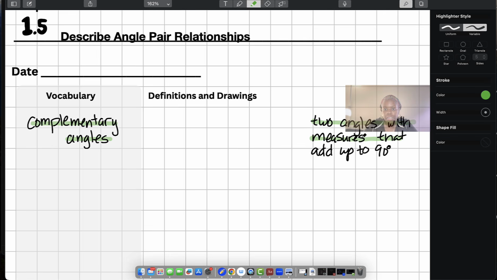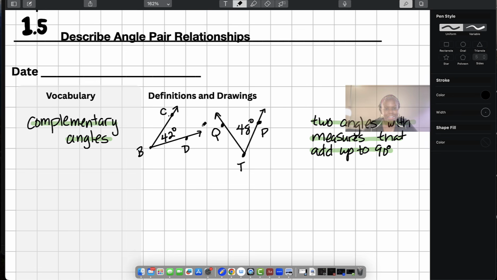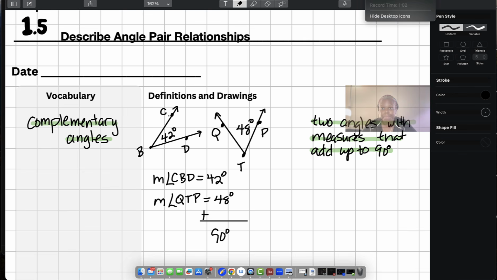So what that's going to look like, go ahead and make sure you have some space so you can draw this picture. So let's say I have these two angles, angle CBD and angle QTP, and their measures are given right there. So the measure of CBD is 42 and the measure of QTP is 48 degrees. If I have two angles such that when I add up their angle measures, I get 90 degrees, like I do in this case, I can say that these two angles are complementary.